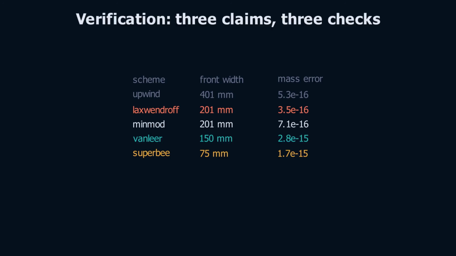One honest caveat before anyone marries superbee. Its aggressive steepening treats every profile like a front, so genuinely smooth waves slowly get squared off. For slug interfaces it is magnificent. As an everyday default, Van Leer is the balanced choice, and it is what this series uses from here on.